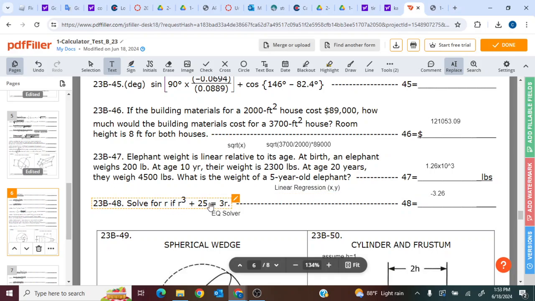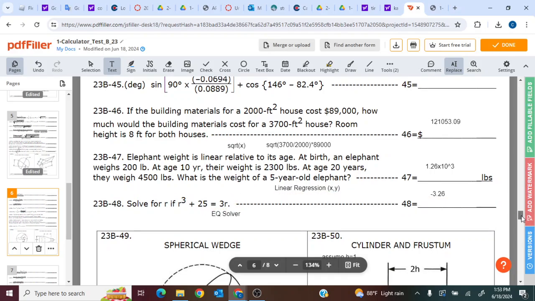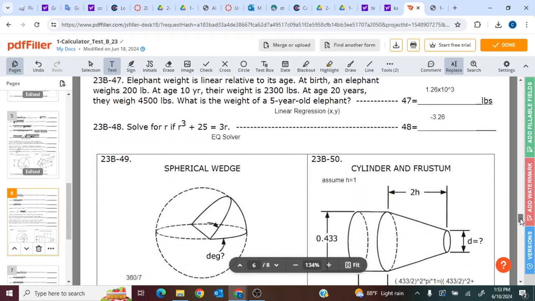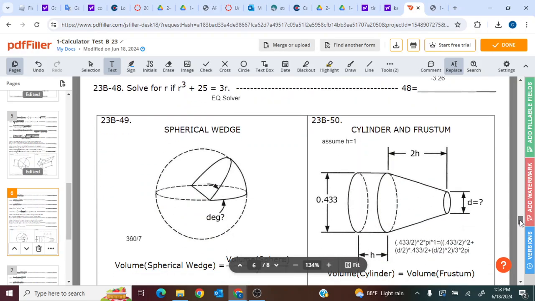48, put this right into EQ solver, solve for R. Make sure you put a decent guess. In this case, any guess will work. It doesn't matter. It'll get you the answer eventually.